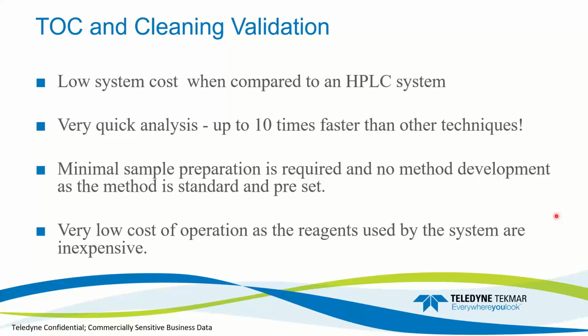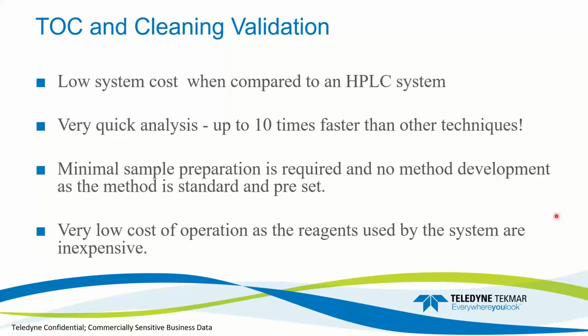So when we start looking at TOC and cleaning validation, well, TOC has a low system cost compared to HPLC, anywhere between 5 to 10 times lower. Very quick analysis. So where one run on an HPLC system could take up to 30 minutes, so you can get all your separation, TOC can get 1 replicate or 3 replicates done within 20 to 25 minutes. So you're going to be getting faster sample analysis and replicates compared to 1 single run on the HPLC.